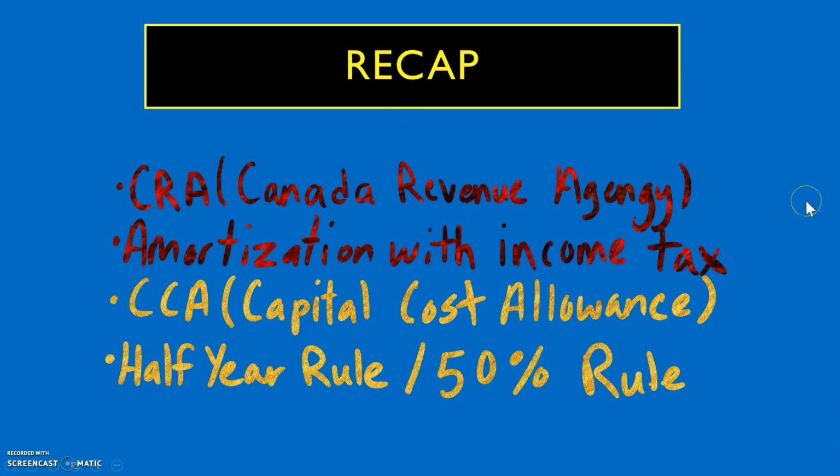So recap. By now you should know what the CRA is, which is the Canada Revenue Agency, and what they do. You should also know what amortization with income tax is, which we've talked about. You should know what the CCA is, or capital cost allowance, which is all of the rates that you need to use when amortizing with income tax. And you should know what the half-year rule, or the 50% rule, is: taking any asset that's bought throughout the fiscal year and multiplying it by 50% in the first year of amortization, and only in the first year of amortization.